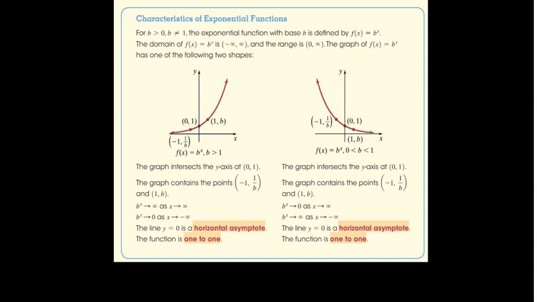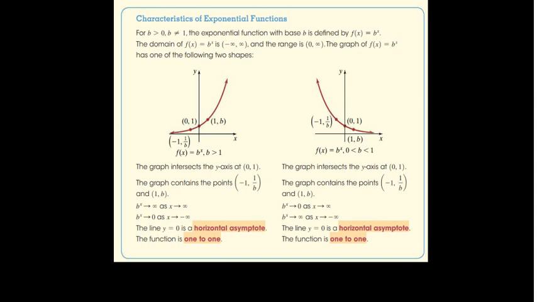It says the graph contains the points -1, 1 over b, and 1, b. That's fine, make sense of that as you will. I don't pay too much attention to that as I graph these. The big deal here is that both of these functions are 1 to 1. That's a big deal leading into the next section.